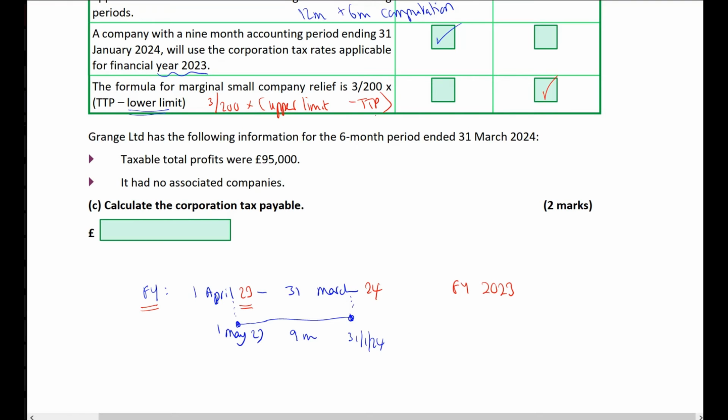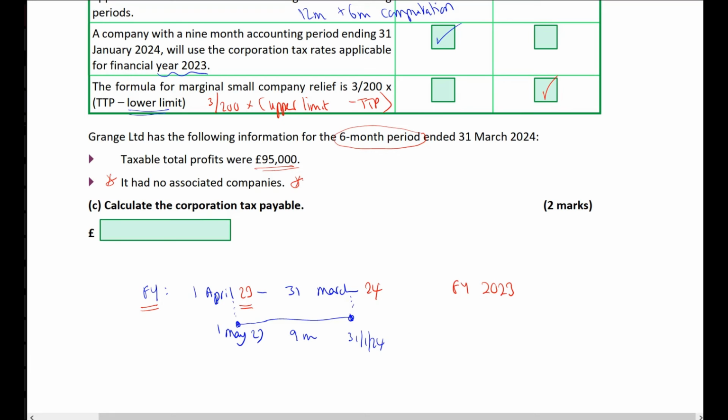We then have Grange Limited. Grange Limited has the following information for a 6-month period. Now that rings an alarm bell. Always, when I'm dealing with tax, anything that's not a full year sets off a little alarm in my mind. I'm not quite sure why yet, but I'm going to read on. But they have a 6-month period. Taxable total profits for that 6 months are 95,000, and Grange has no associated companies. Also very, very important for corporation tax.